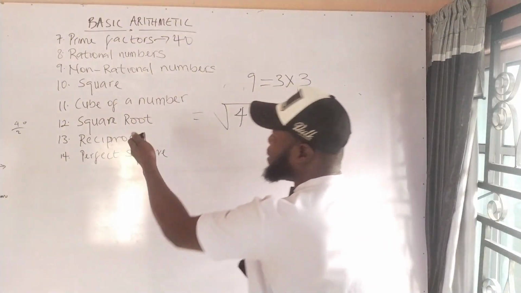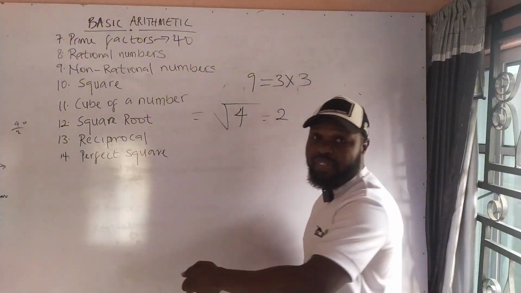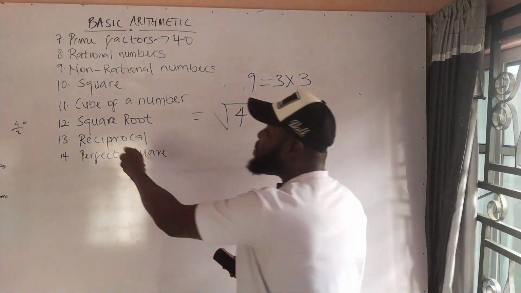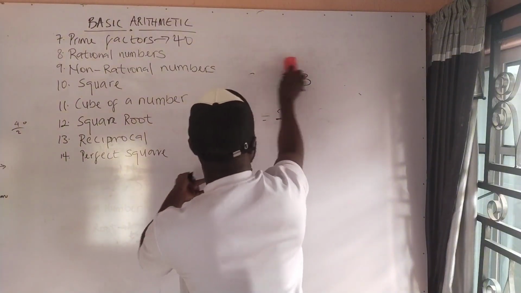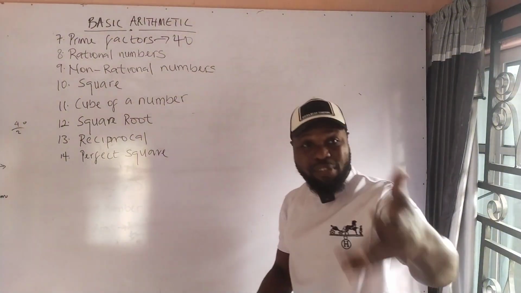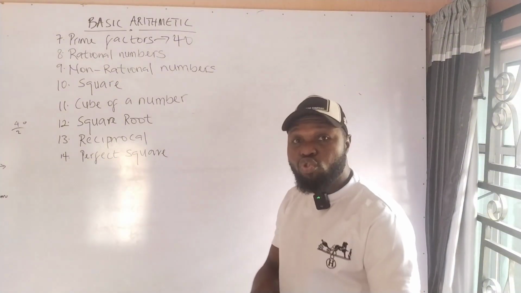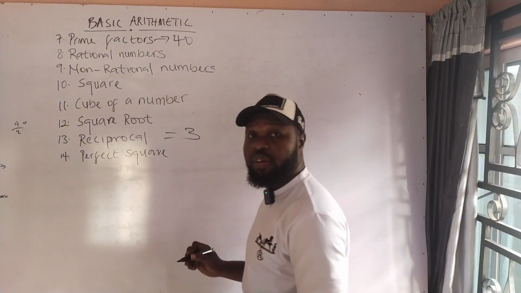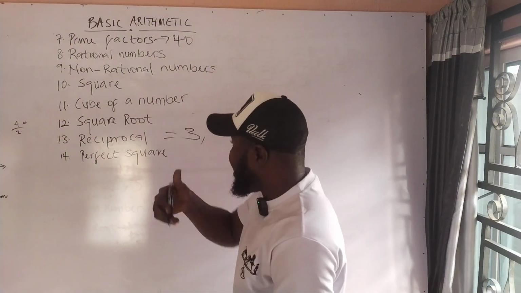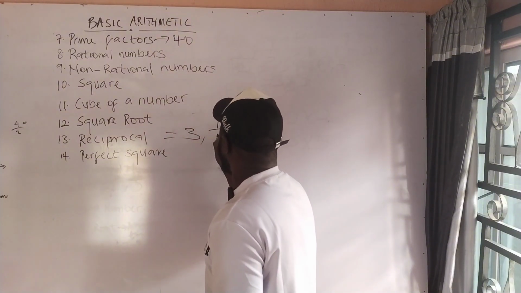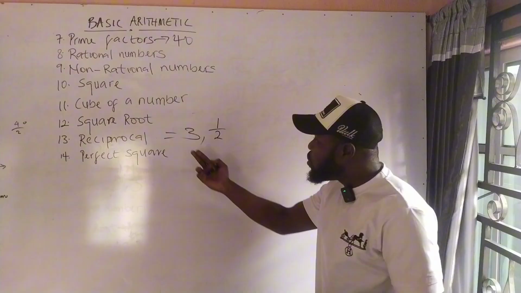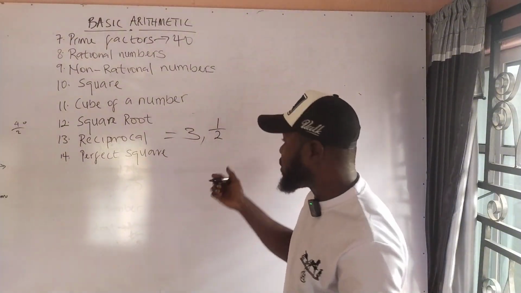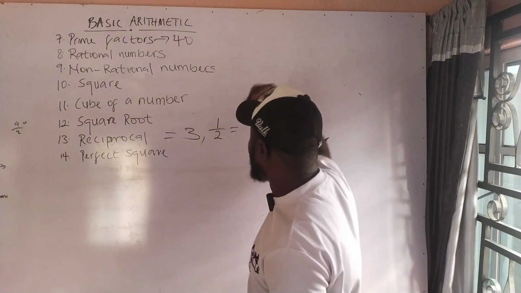When we say reciprocal in mathematics, we are talking about inverse. Whatever value you are being asked to find the reciprocal of, you are to find the inverse. For instance, if you are asked to find the reciprocal of 3, or the reciprocal of 1/2, how do you find the reciprocal? You just do the inverse. Inverse simply means turn it upside down.